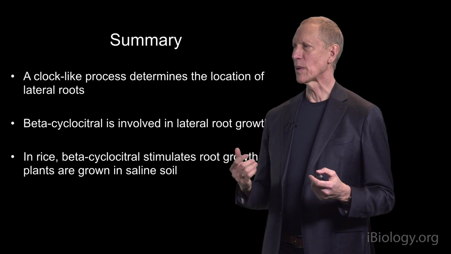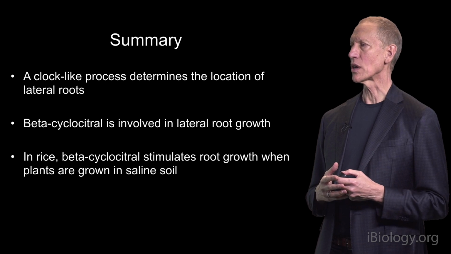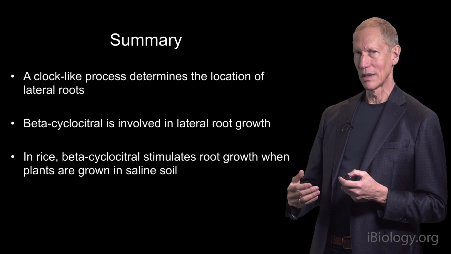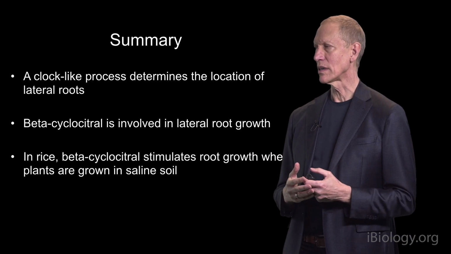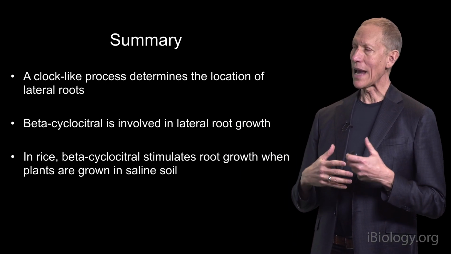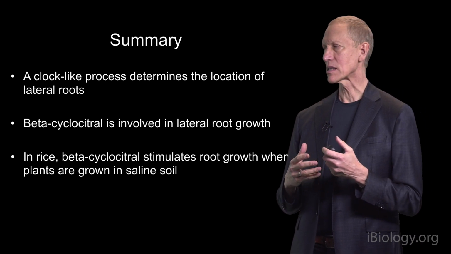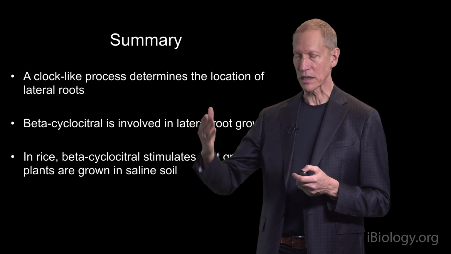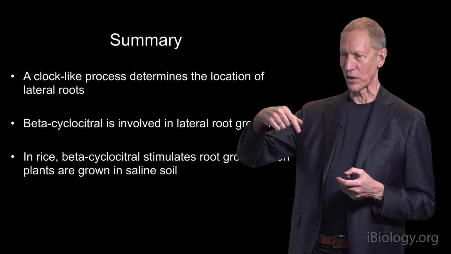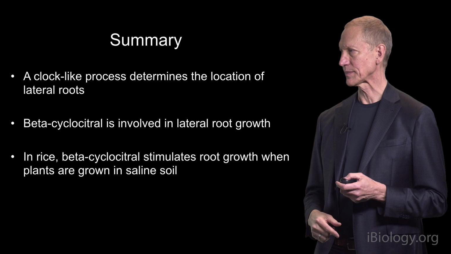So to summarize this part of my talk, what I've shown you is that there's a clock-like process that determines location of lateral roots along the primary root. This compound beta-cyclocitral is involved in lateral root growth, getting them to grow outwards. And when added to rice, beta-cyclocitral stimulates root growth when the plants are grown in a gradient of saline soil, probably because it allows it to grow through the soil where there's a lot of salt fast enough so it gets into the soil with less salt.